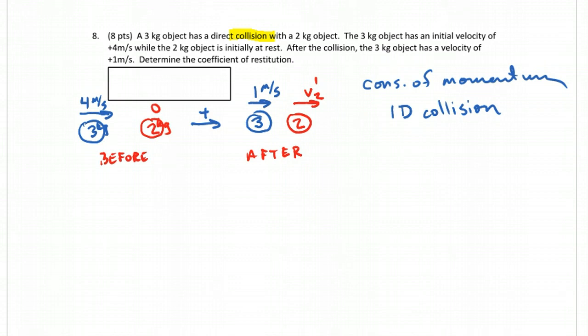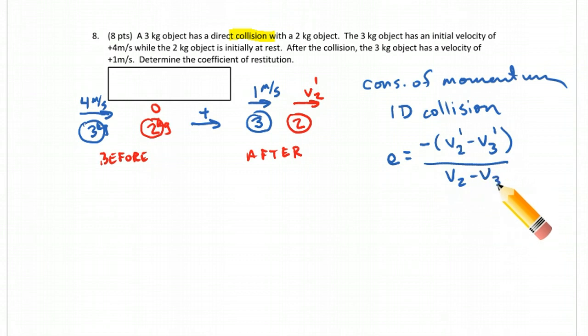The other thing we want to determine really is the coefficient of restitution. So let's go ahead and write that equation. That's the negative of the relative velocity after. I'll be consistent here. I'll just write v2 prime minus v3 prime over v2 before the collision minus v3. Alright, so my unknowns are the coefficient of restitution and this v2 prime.